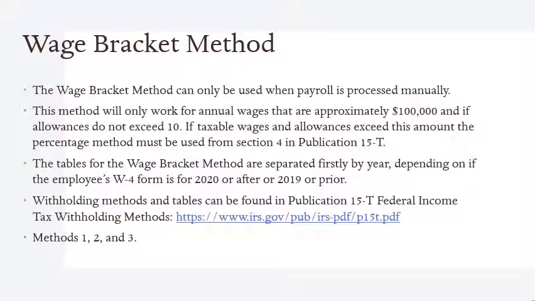Withholding methods and tables can be found in Publication 15T, Federal Income Tax Withholding Methods, and here is the link that you will need to use. You'll be using this link also to access the tables in order to calculate federal income withholding. But for this course, we'll be using methods 1, 2, and 3.